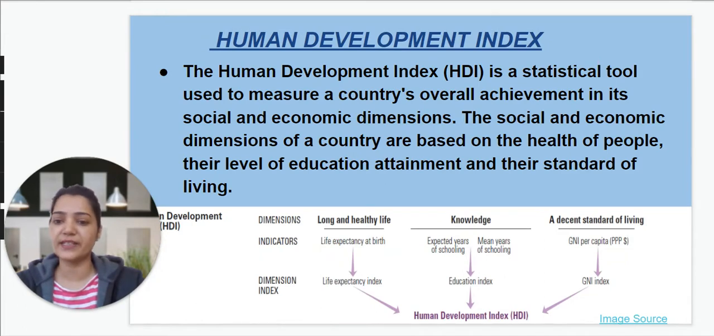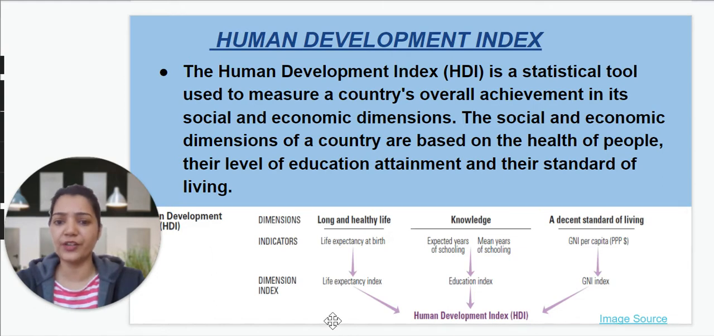Human Development Index. This was introduced in the 1990s by Mahbub ul Haq and Amartya Sen. They gave this as the alternative model, right? Because economic growth was not measuring everything that was needed, not the human factor.